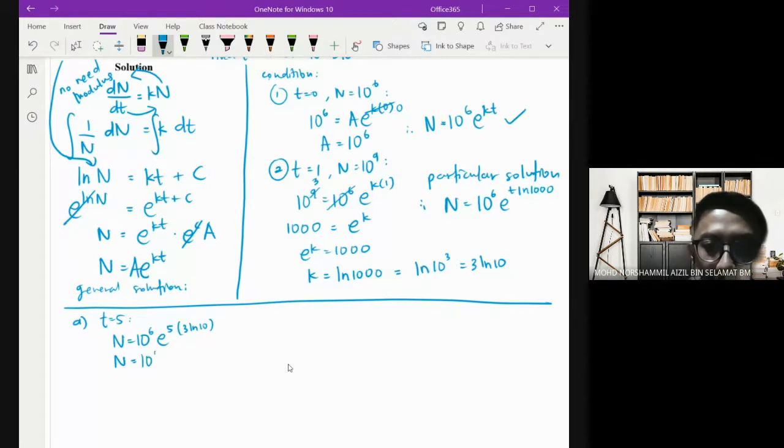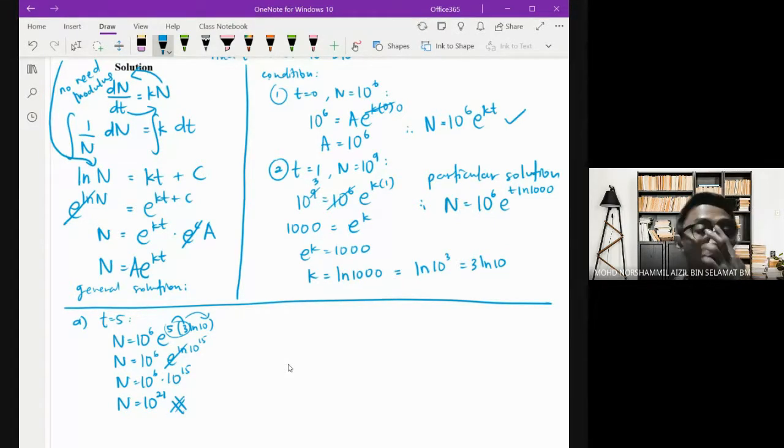And then what happens next? 10 power of 6 exponential 5 and 3 can be combined. So it becomes exponential ln 10 power of 15. I bring the 15 up, because I want to get exponential and ln directly without any terms in between. So exponential and ln can be cancelled off. So now 10 power of 6 times 10 power of 15. Separated by times, the powers add. So 10 power of 21. So after 5 hours, your bacteria will increase to 10 power of 21. Okay, that's how you get part A. Move on to part B.